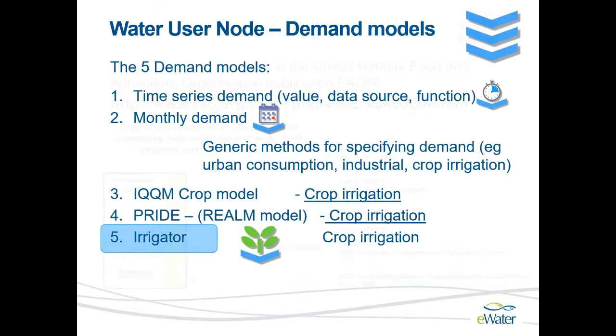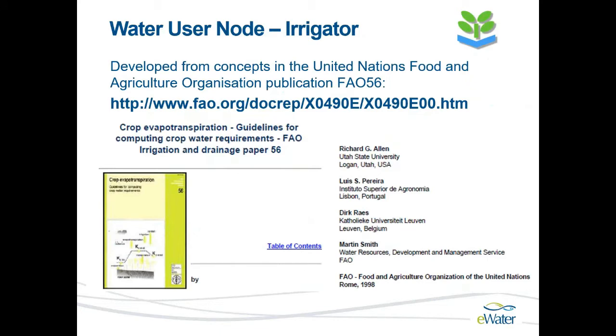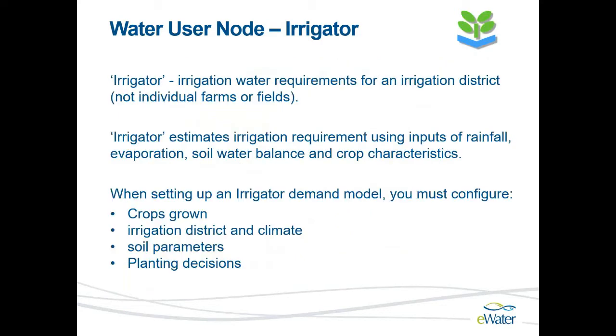Irrigator is developed from concepts in the Food and Agriculture Organization publication 56, which is crop evapotranspiration, guidelines for computing crop water requirements. And we've implemented the algorithm that they use in this publication in Source in our Irrigator demand model. So Irrigator basically asks of the Source model, or orders water for irrigation in the Source model, water requirements for an irrigation district. So we're not talking about an individual farm or an individual field, but the requirements of a whole irrigation district.